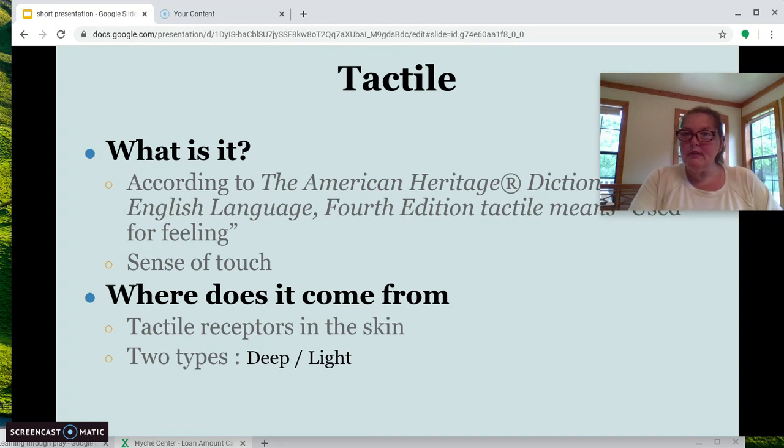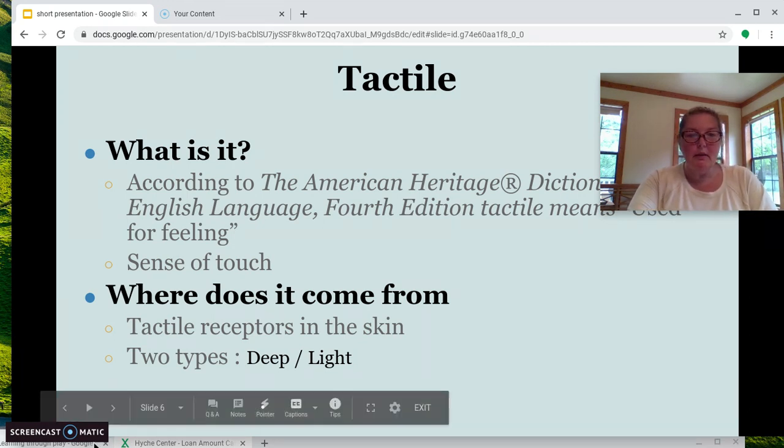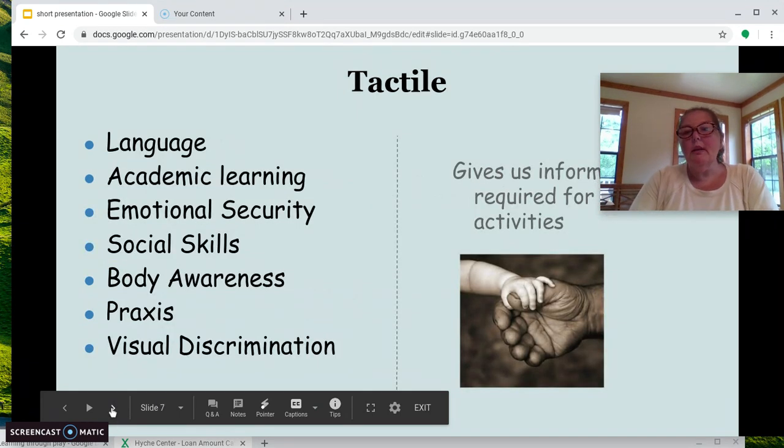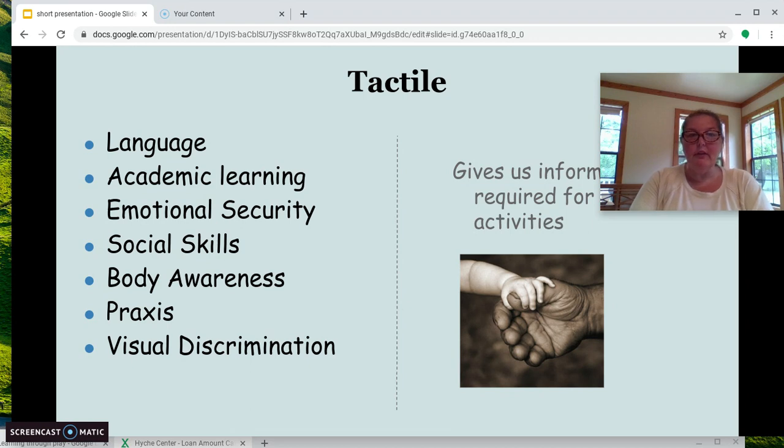That's important because some children may like one type and not the other. So it may look like, oh, they really don't like touch, but they may not like the light touch. They may like deep touch. So you start really watching your child and seeing if there's one that they like or dislike more than the other. Now, our tactile system gives us information required for everyday activities.